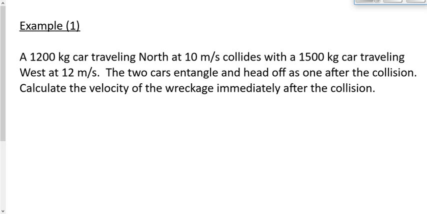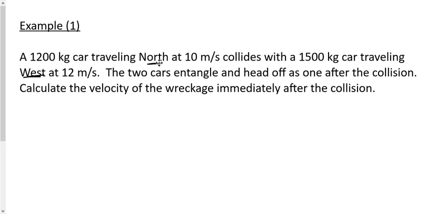Let's take a look at an example problem. A 1,200 kilogram car traveling north at 10 meters per second collides with a 1,500 kilogram car traveling west at 12 meters per second. I'm going to draw this out. This is what you should do every single time you have a two-dimensional collision. We know it's two-dimensional because we get north and west. It's not north and south or east and west. It's north and west. Whenever we have something like that, we want to draw this.